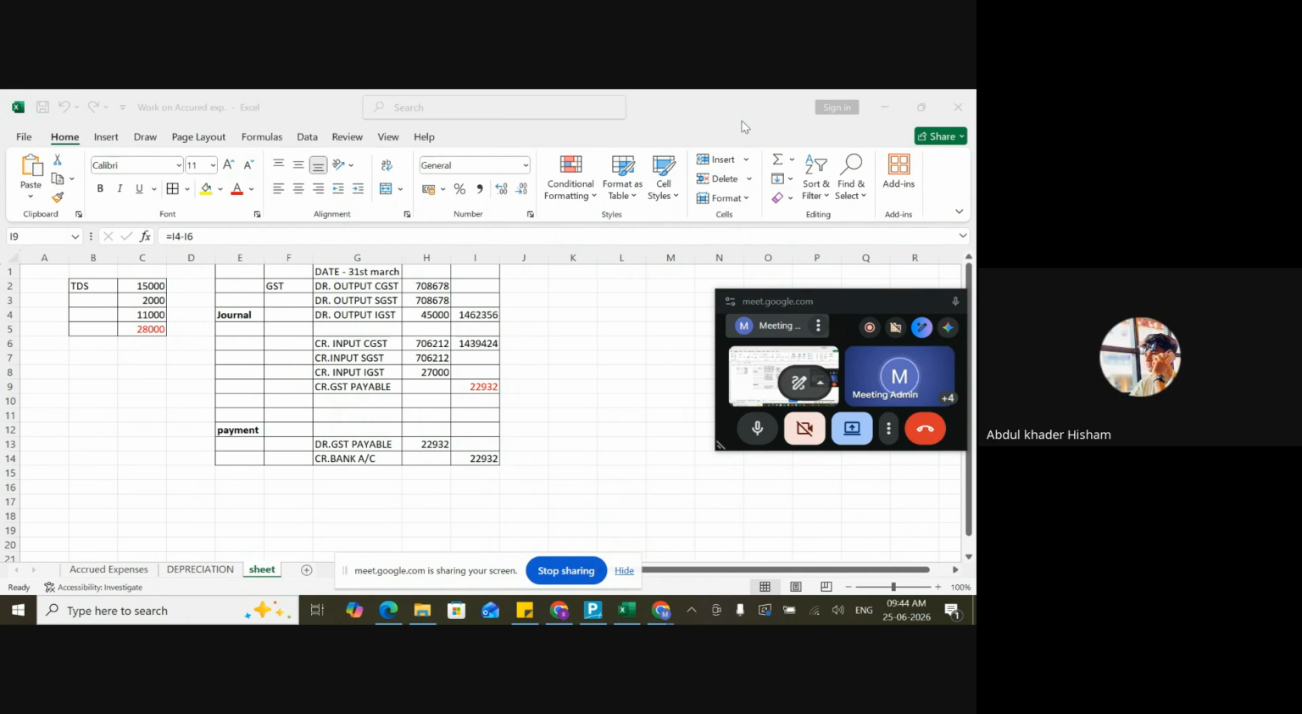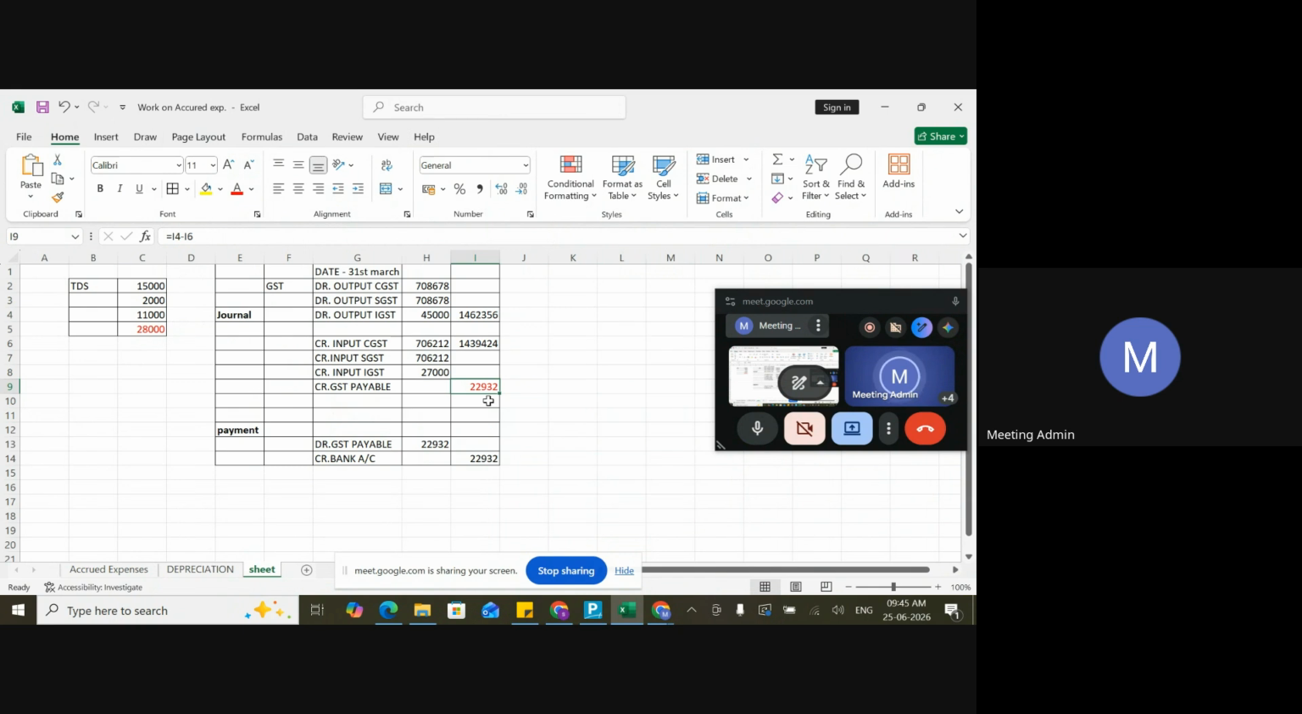I didn't get you properly. Okay. So here the output is more and input is less. So what we are going to do is deduct it. We are making the deduction from 14 lakh 62,000 to 14 lakh 39,000, like this, and whatever the remaining amount is here, can you see this amount? This is the remaining amount which we are going to pay the government, the balance amount, right?